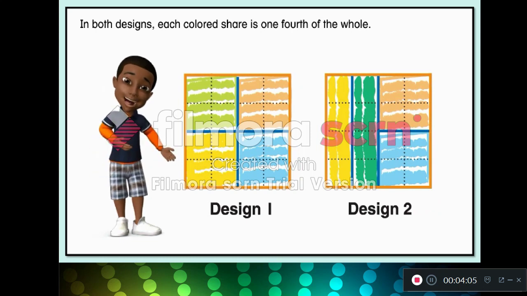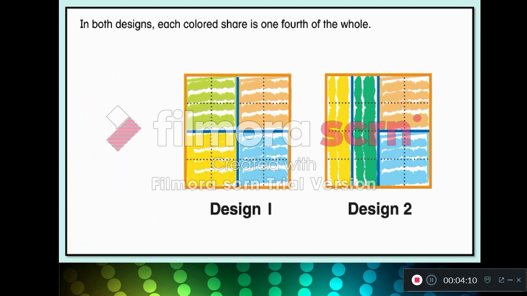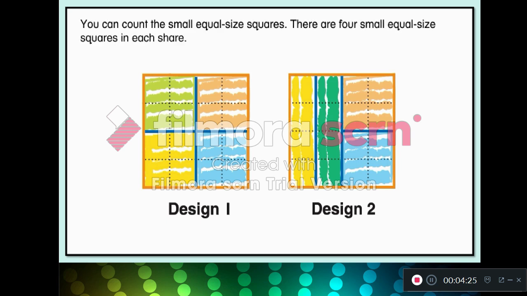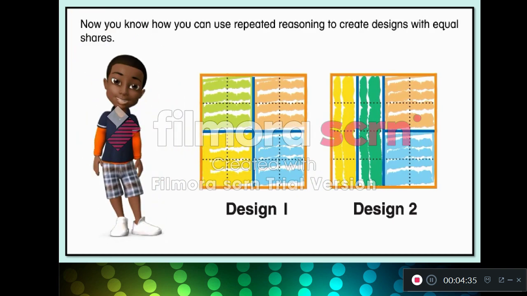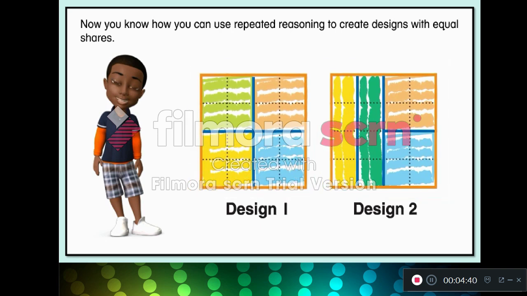Here, I use different shapes for the shares. In both designs, each colored share is 1/4 of the whole. How can you tell that the shares are all equal in design 2? You can count the small equal-sized squares. There are 4 small equal-sized squares in each share. Now you know how you can use repeated reasoning to create designs with equal shares.